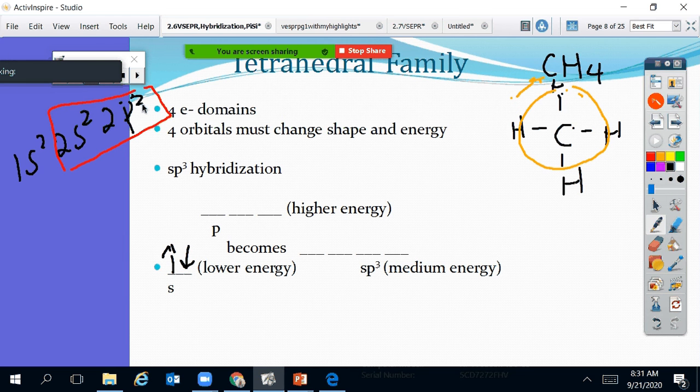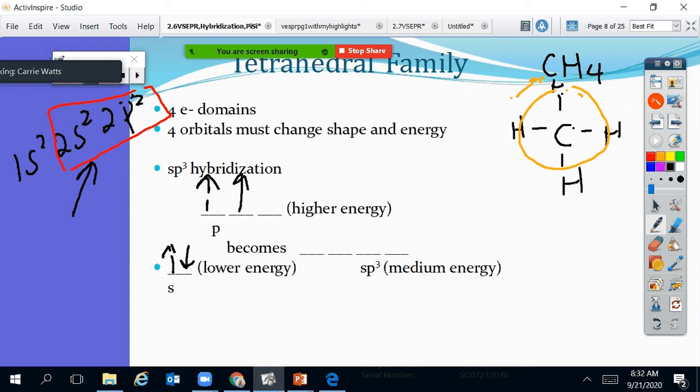Okay, so it's got 4 valence electrons. So these are the ones that are going to hybridize. They're the ones that are going to be bonding with the hydrogen in this example. So what happens is, if you drew the orbital diagram, you would have a full S sublevel, and then you would have 2 electrons in the P.